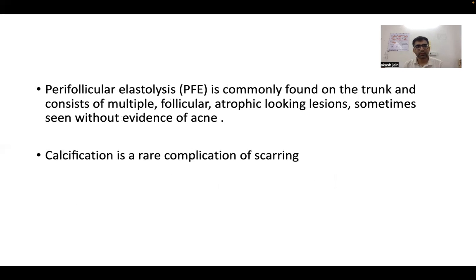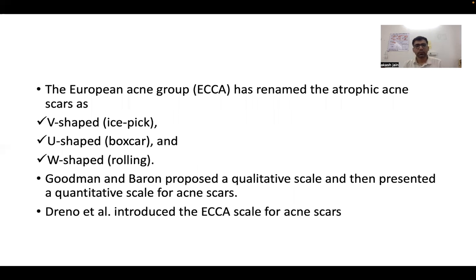Now, the next complication which can occur is perifollicular elastolysis. PFE is commonly found on the trunk and consists of multiple follicular atrophic-looking lesions, sometimes seen without evidence of acne. The rarest complication of scarring can result in calcification, or calcium deposition. Now, the European Acne Academic Group has renamed the atrophic acne scars as V-shaped or ice pick scars, U-shaped or box scars, and W-shaped or rolling scars.